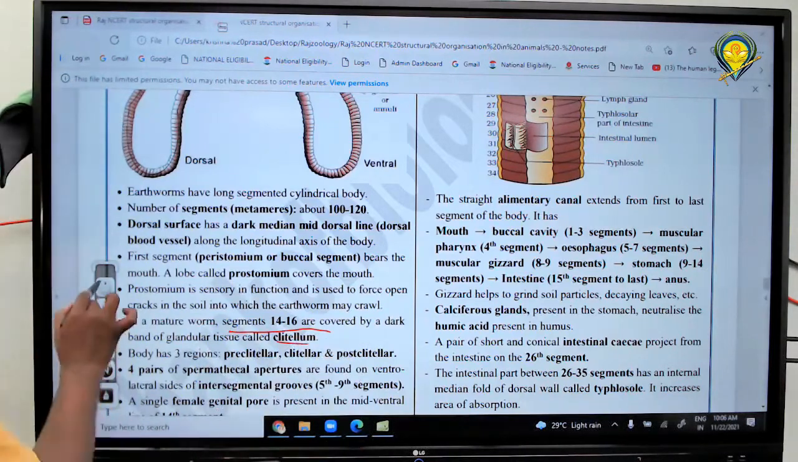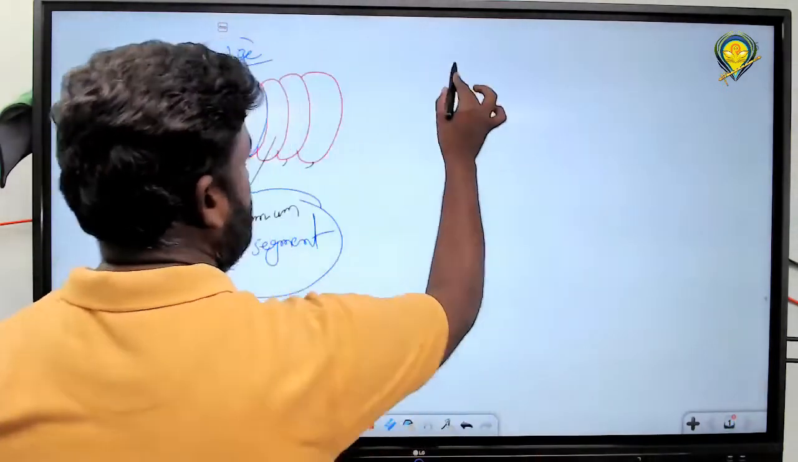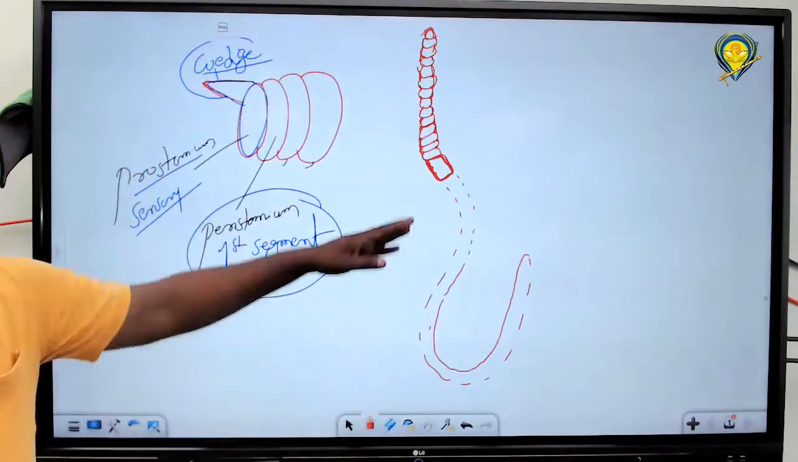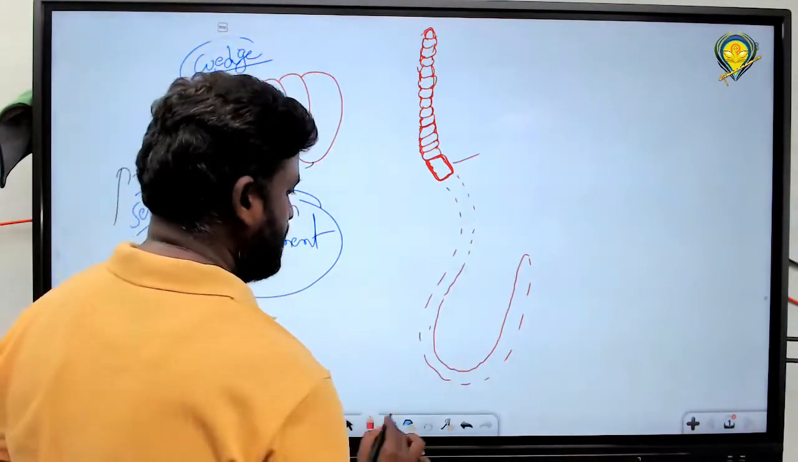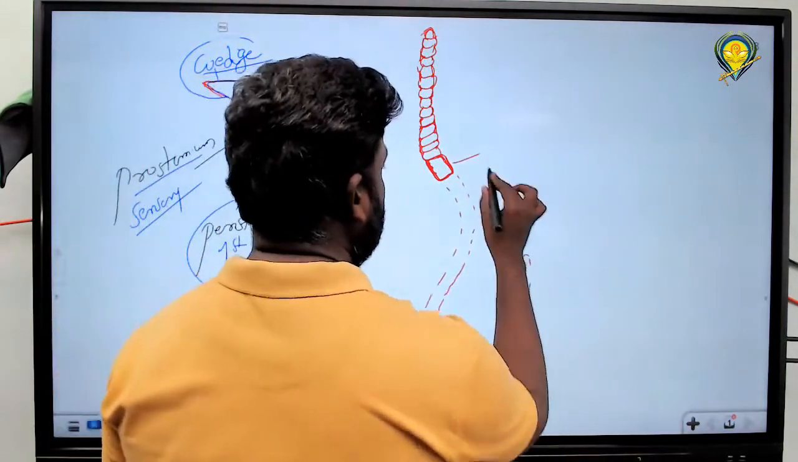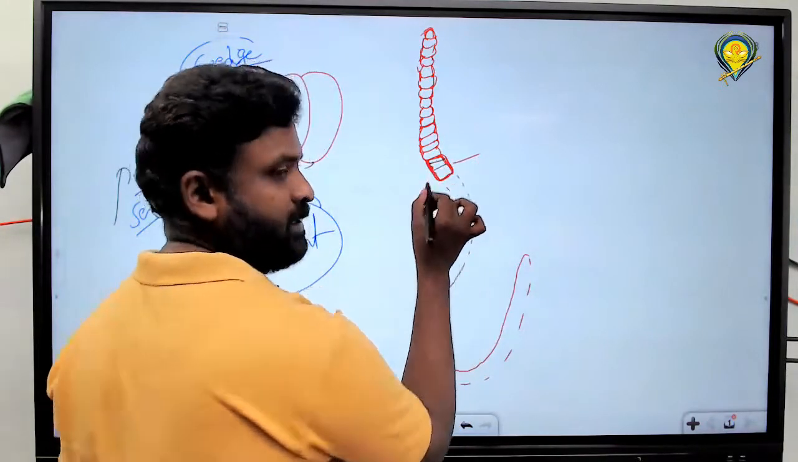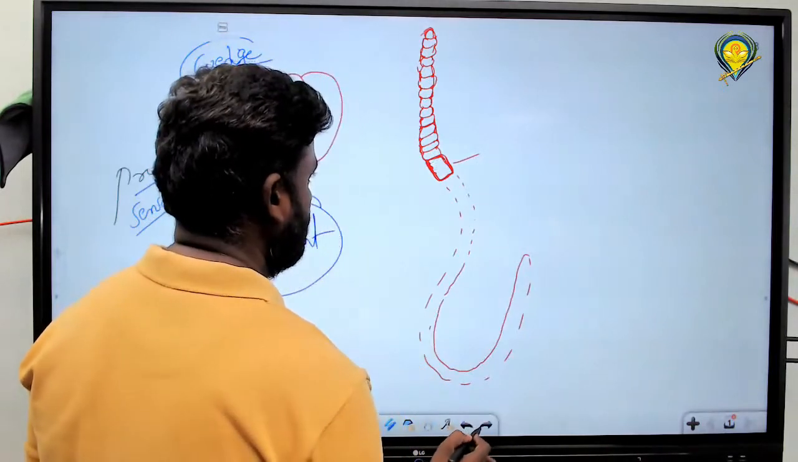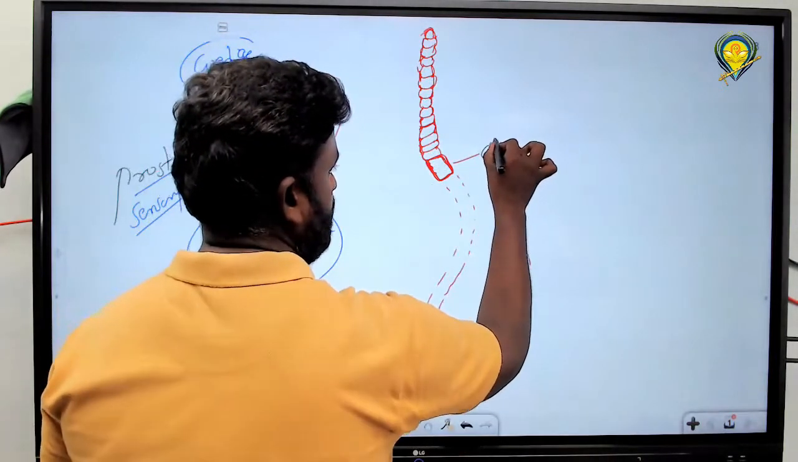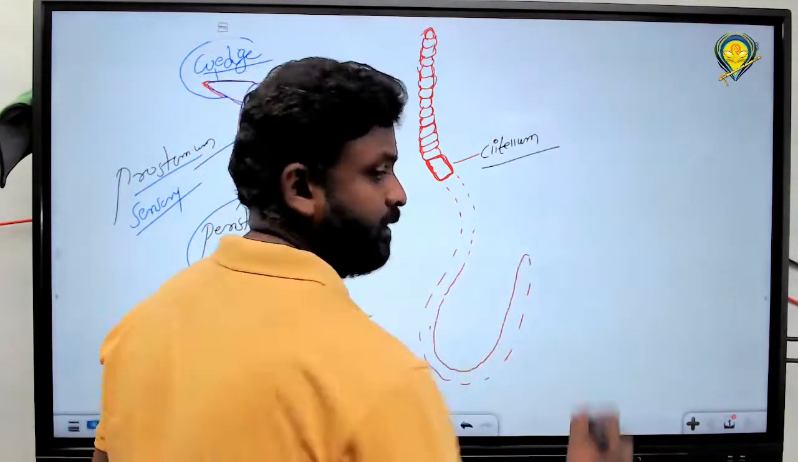I will show you. Let's see here. 14 segment structure, what? 14 to 16, what? This is 14, 15 and 16. Got it? That is what? Tell me what is it? Clitellum.